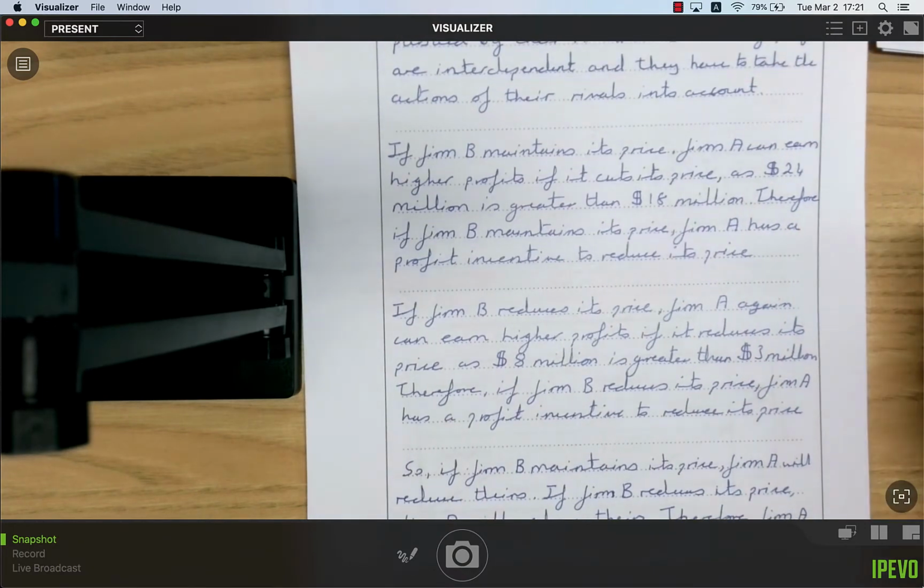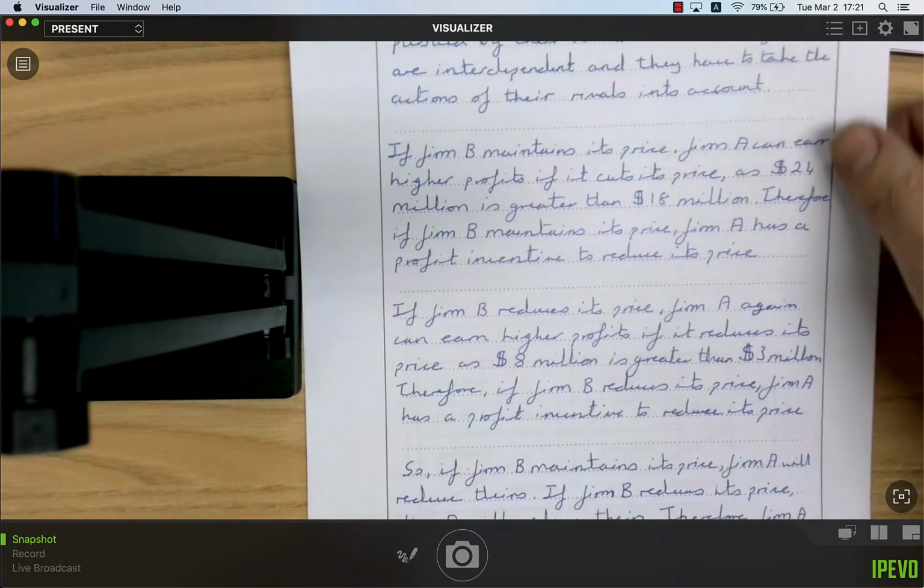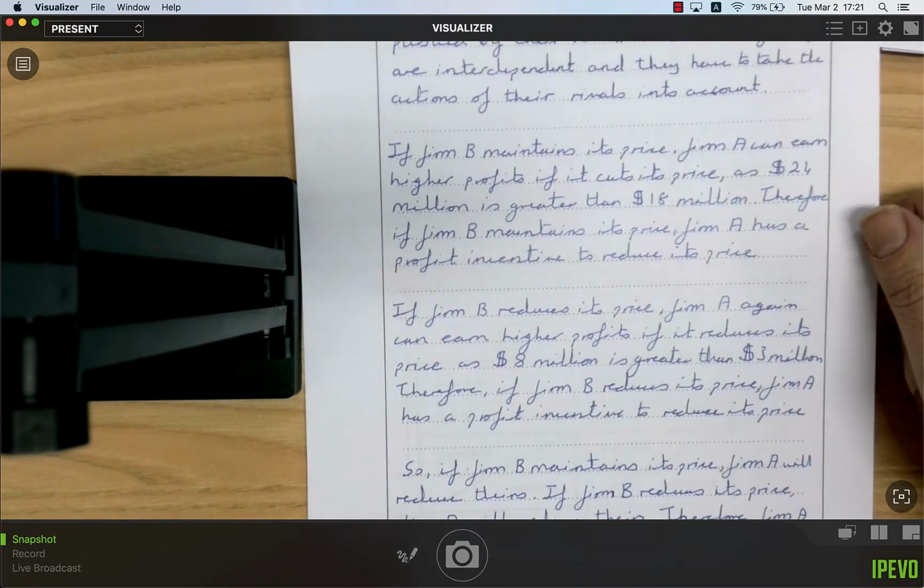If firm B maintains its price, firm A can earn higher profits if it cuts its price or reduces its price, as 24 million is greater than 18 million. Therefore, if firm B maintains its price, firm A has a profit incentive to reduce it. So let's have a look here.